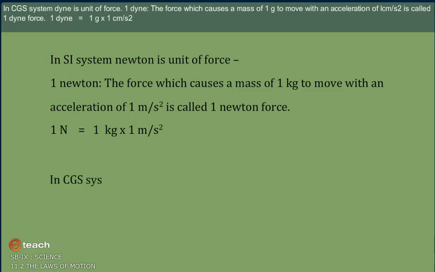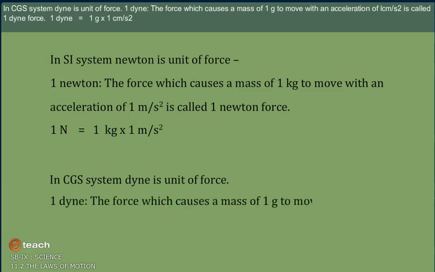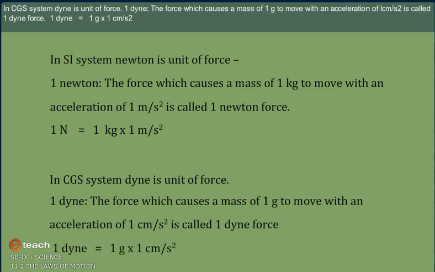In CGS system, dyne is unit of force. 1 dyne is the force which causes a mass of 1 gram to move with an acceleration of 1 centimeter per second square is called 1 dyne force. So 1 dyne is equal to 1 gram into 1 centimeter per second square.